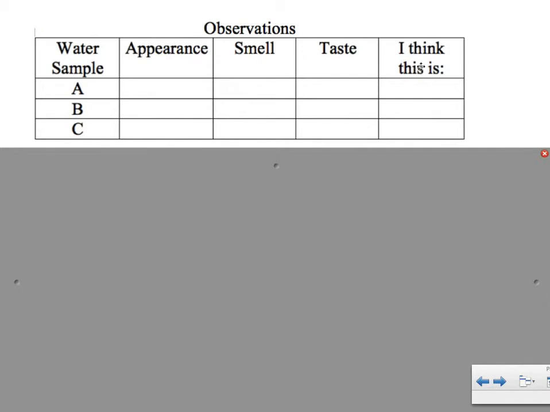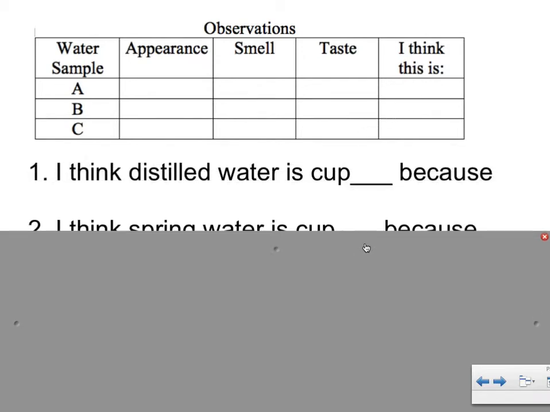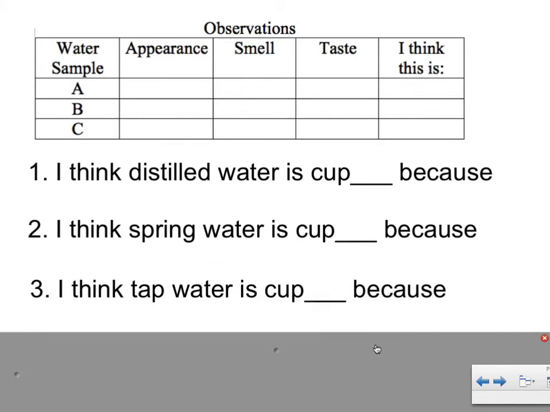Do you think it's distilled? Do you think it's tap? Do you think it's spring? Okay? After we go through all the waters, then you're going to answer these 3 questions. You're going to put which cup you thought was distilled and why. Just a simple explanation. Then you're also going to go through your spring water and your tap water. Any questions? Okay, so 1 second.